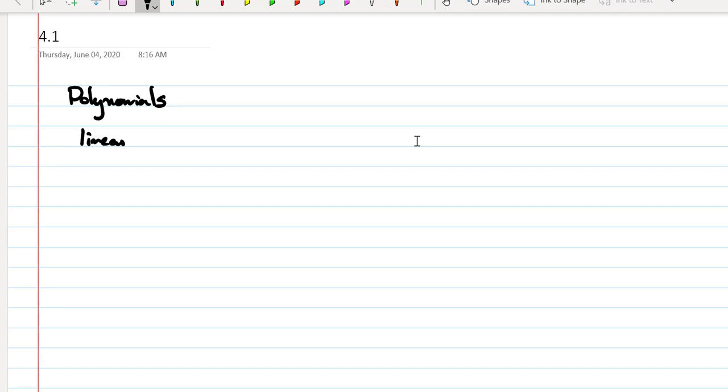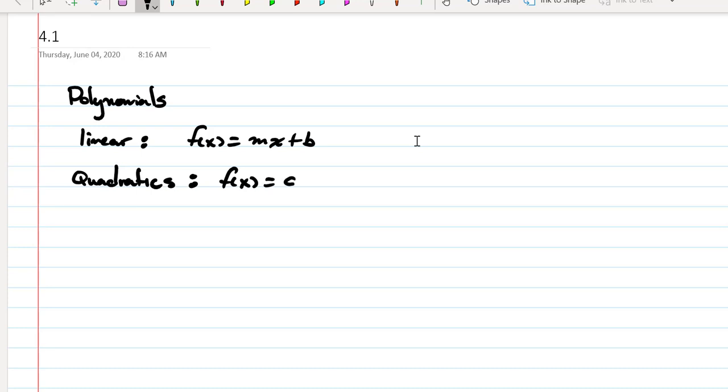So we have a linear equation, and when we were talking about linears, we wrote them in the form f of x equals mx plus b. And we all agreed that m represented the slope and b was the y-coordinate of the y-intercept. Then in chapter 3, we were talking about quadratics, and they had the form f of x equals ax squared plus bx plus c. And we all agreed that a was the coefficient on the x squareds, that b was the coefficient on the x, and c was the constant term.